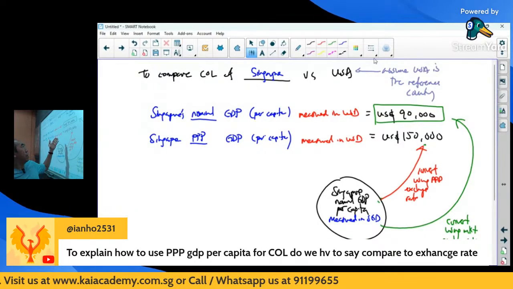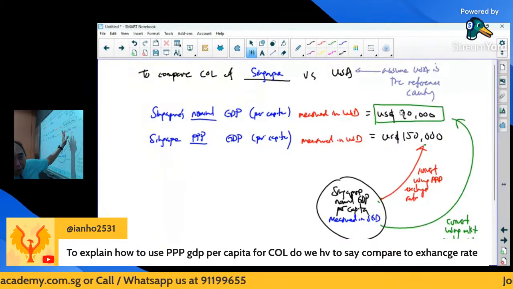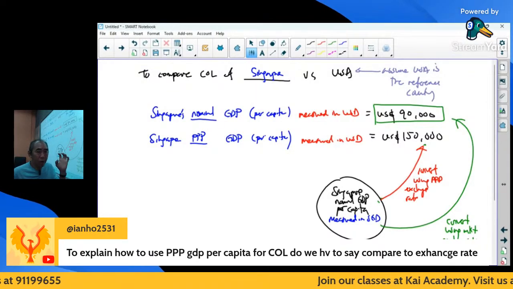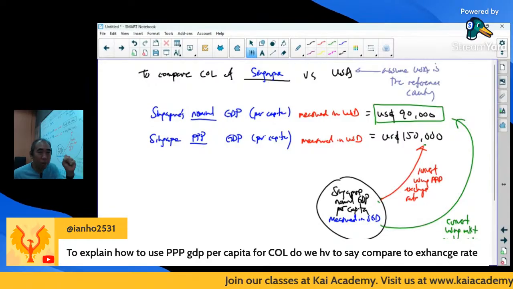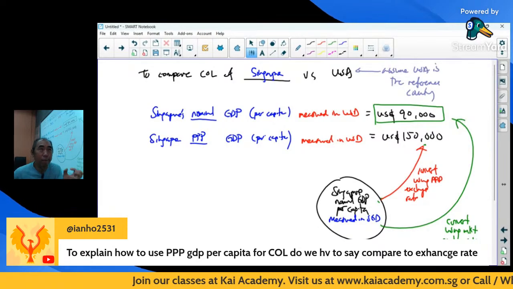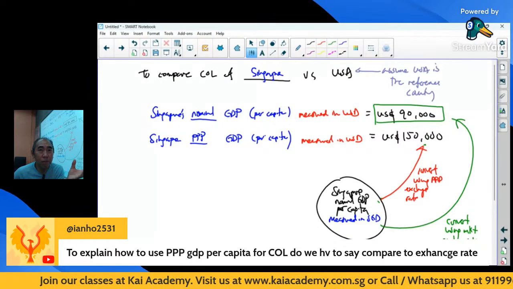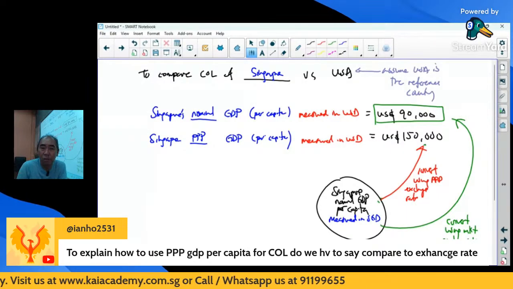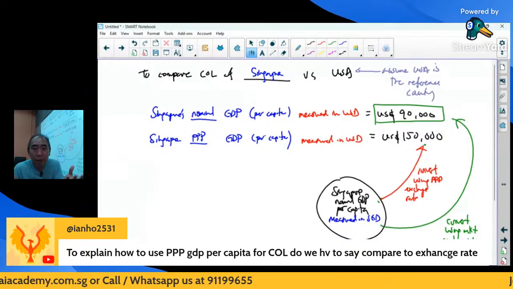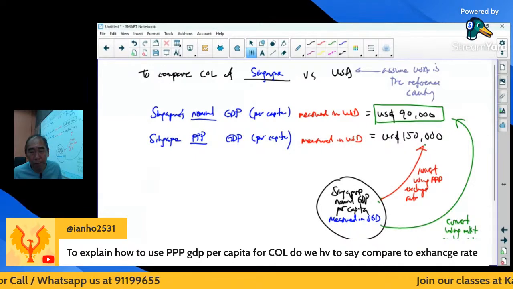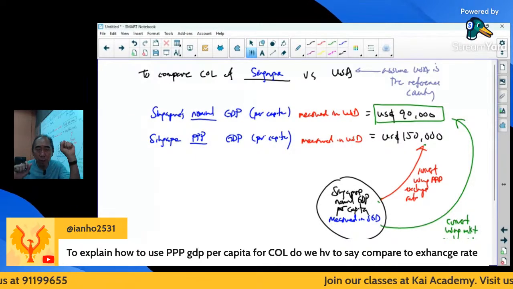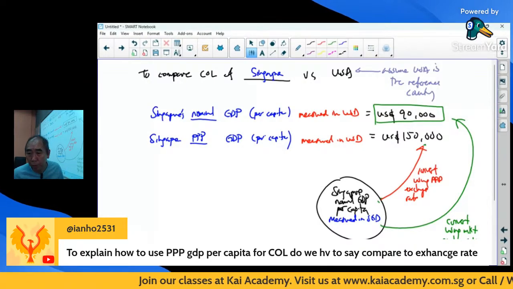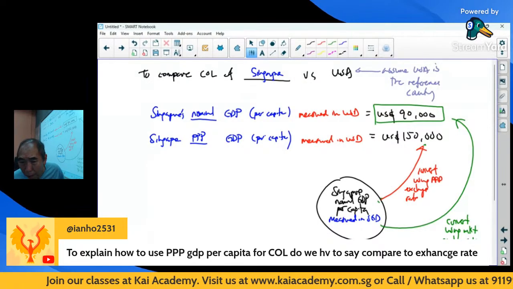Now then, comparing these two numbers, notice we didn't even look at US values. We don't look at USA's GDP per capita. We only look at Singapore's GDP per capita, nominal versus PPP. Then we can conclude that the same basket of goods and services that cost $90,000 in Singapore cost more, cost 150K in USA. That's how we compare COL between countries. So this is comparing a country against the reference country scenario. Okay, so I hope that answers your question, Ian.